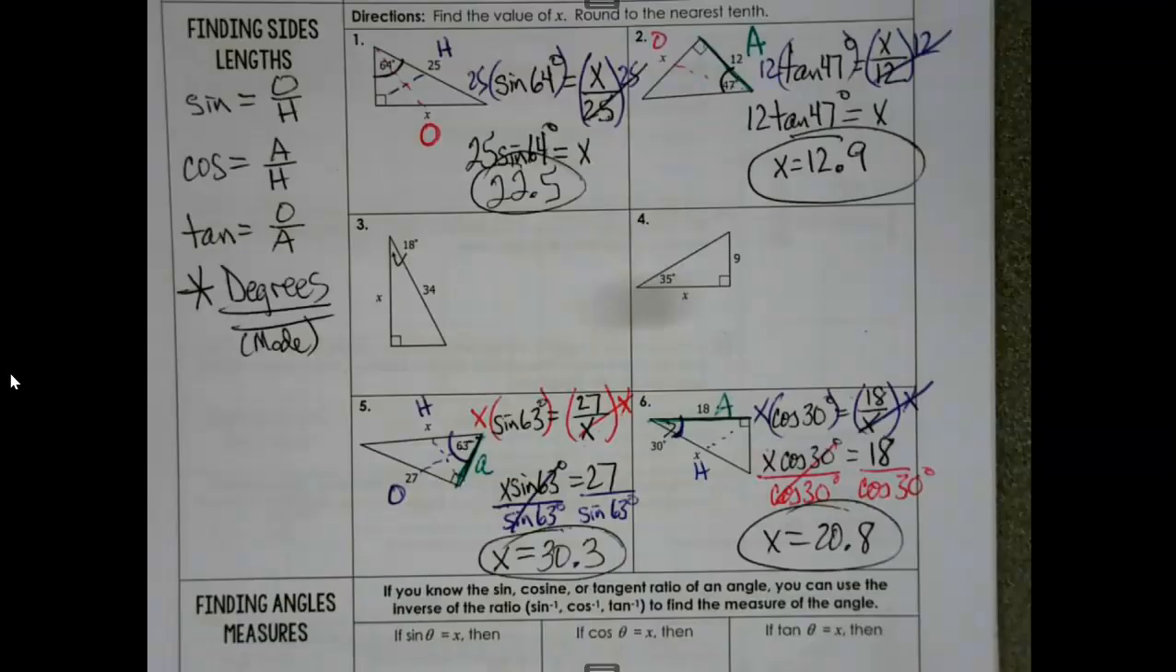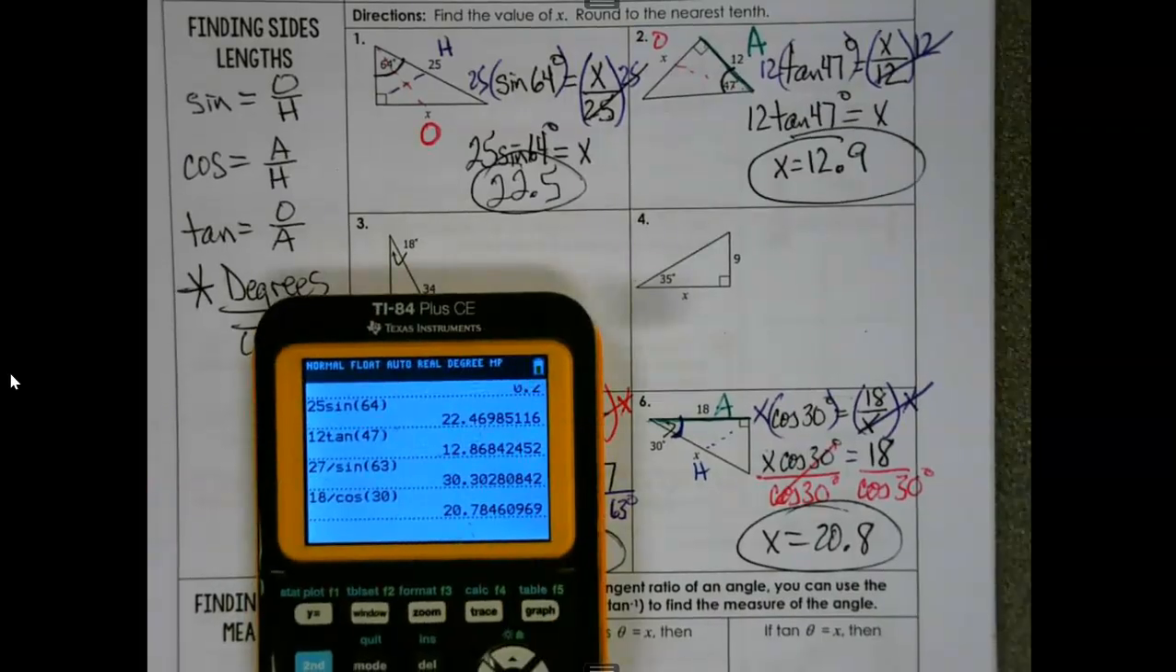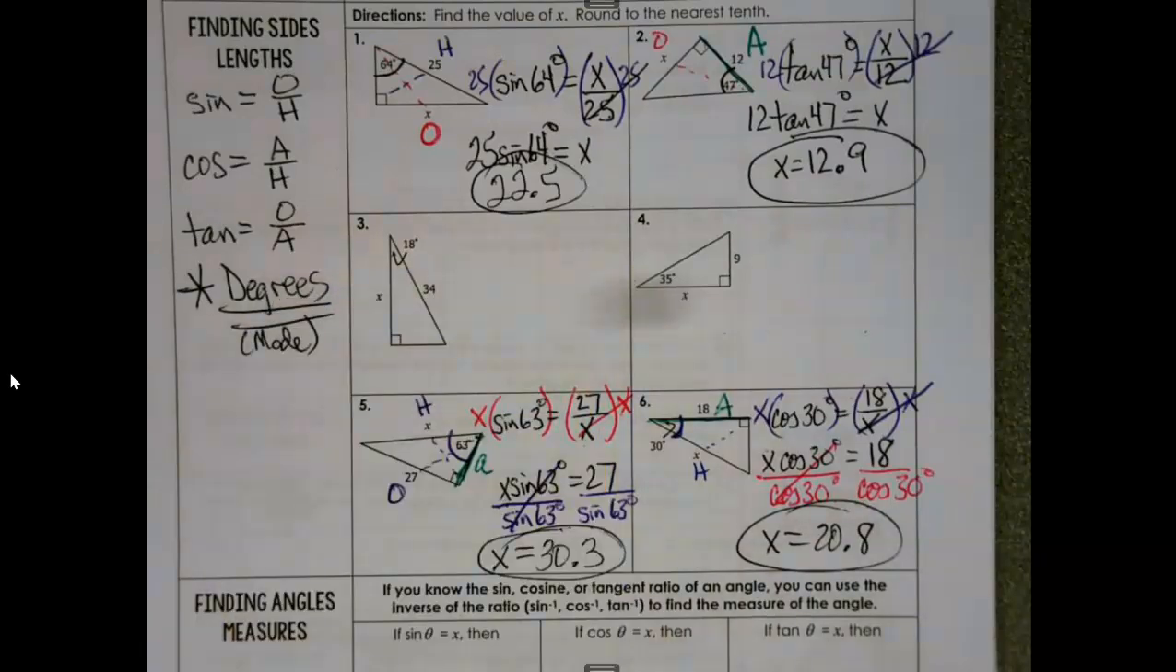I got 20.7. 20.7 what though? If that number after 7 might happen to be 8, we need to be going up. Oh dear. So, that's how we find sides.